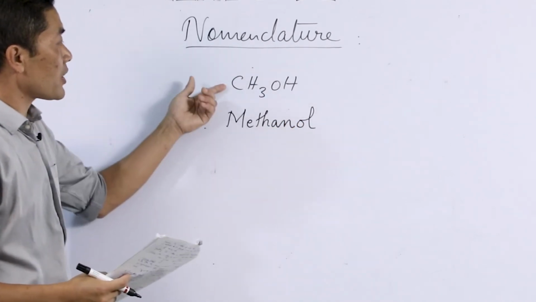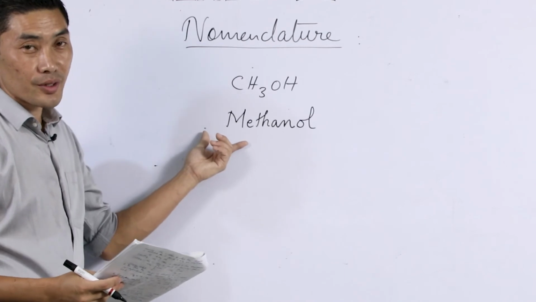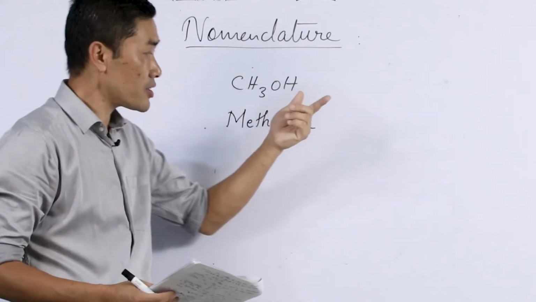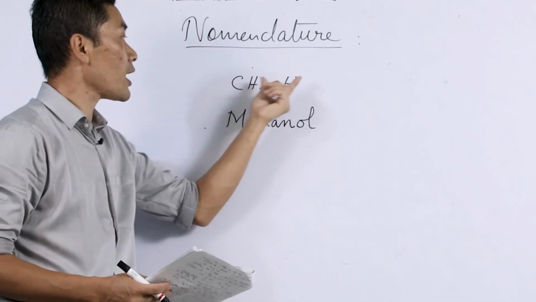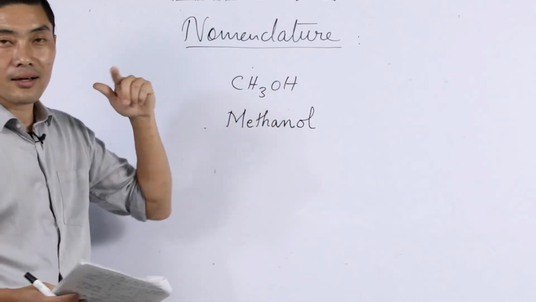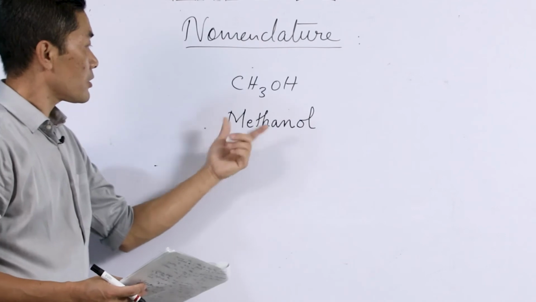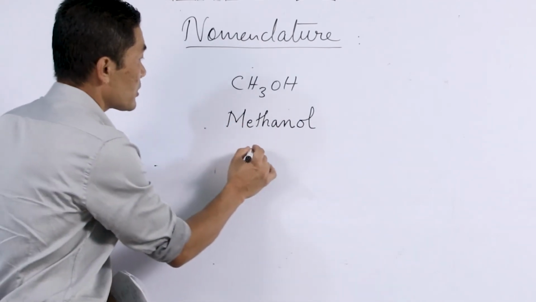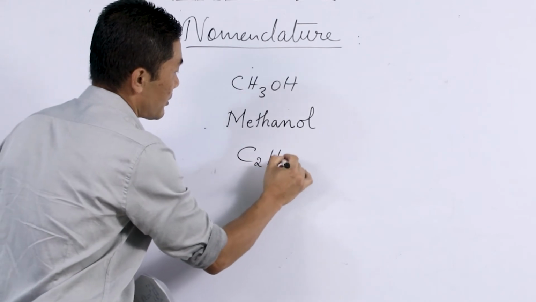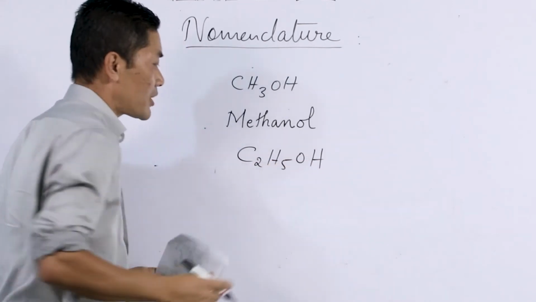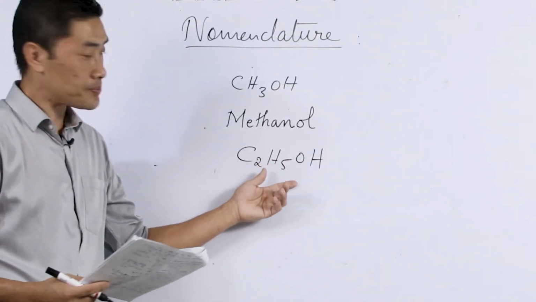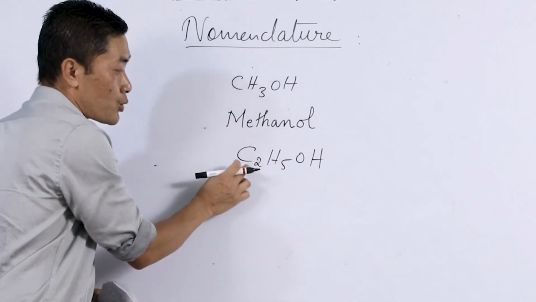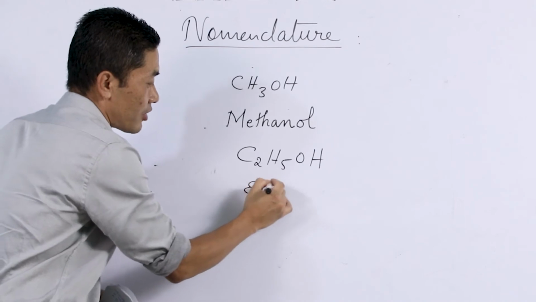So this will be named as methanol. Remember, in common nomenclature, in the common system of naming, this is named as methyl alcohol. But using IUPAC nomenclature, it will be called methanol. Likewise, C2H5OH, the common name was ethyl alcohol. If we use IUPAC nomenclature, here we have two carbons, so this will be a derivative of ethane.